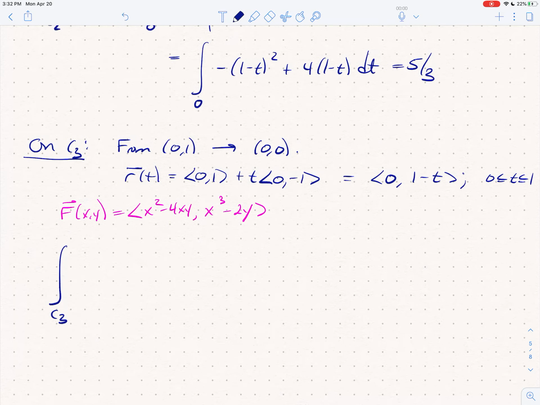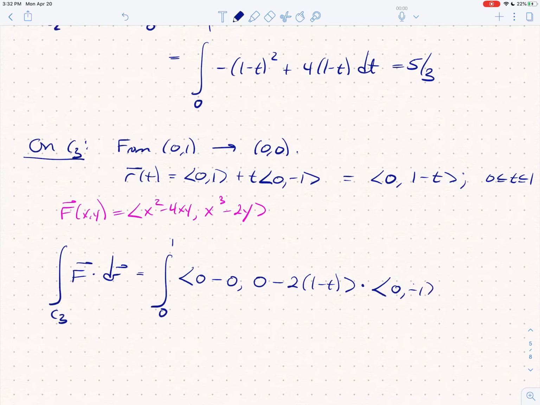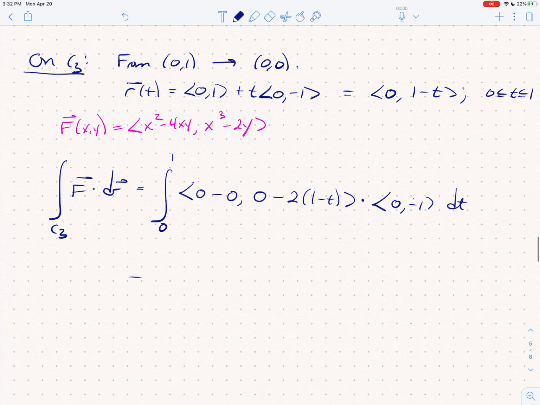And now we can write down the integral along C3 of F dot dr is the integral from 0 to 1. Okay, so I'm plugging in 0 for x, so that's nice. So I get 0 minus 0, that's all 0. And then 0 cubed minus 2 times y, which is 1 minus t. Then I'm going to dot with the derivative. Oops, r prime is a vector, so it's going to be 0, negative 1 dt. And so I get the integral 0 to 1.